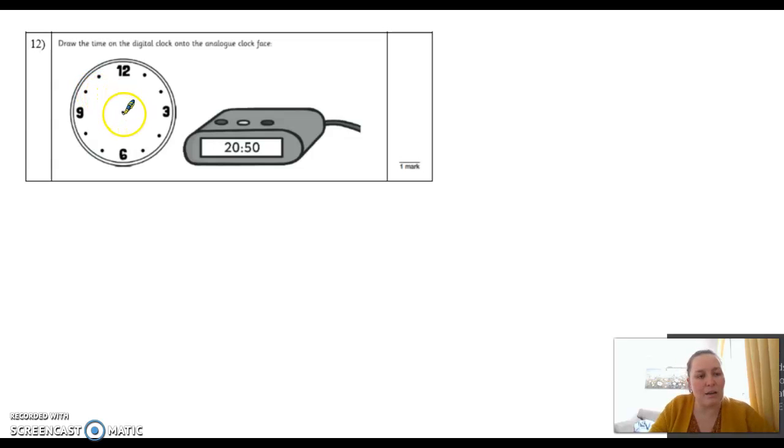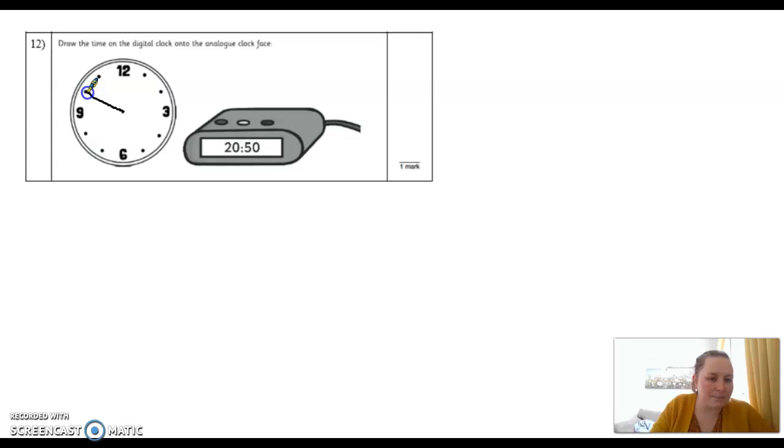So 10 to 9. So I need my big hand showing 50, and then my little hand somewhere just before 9. Okay, so it's 8:50, it's 10 to 9. So make sure you've got a big hand and a little hand very clearly. The big one should be pointing at 50, and this one should be somewhere between the 8 and the 9, closer to the 9 because it's 10 to. Well done if you got all those right.